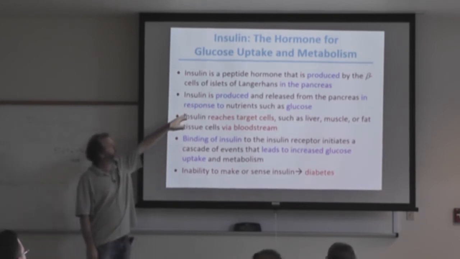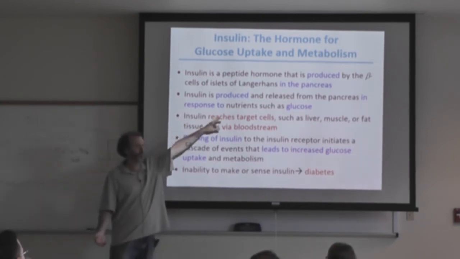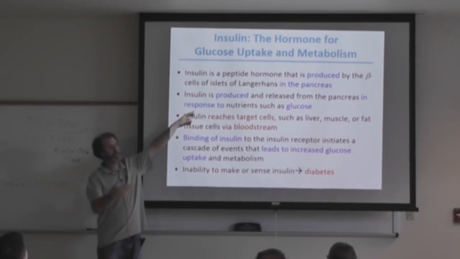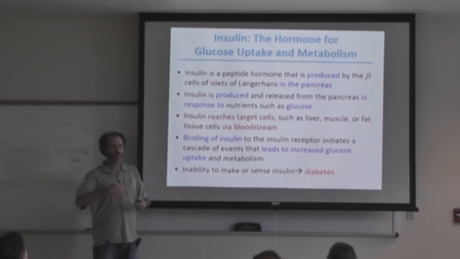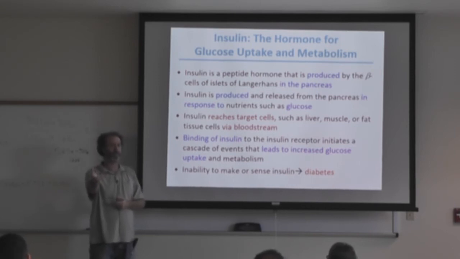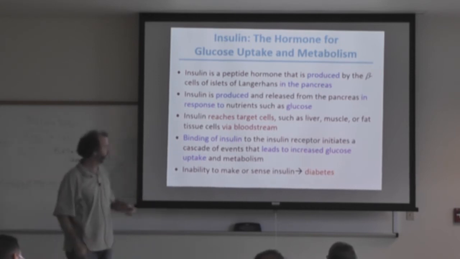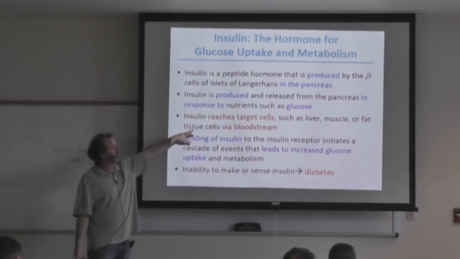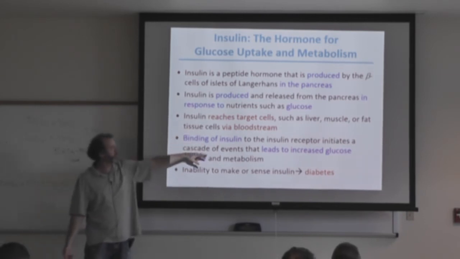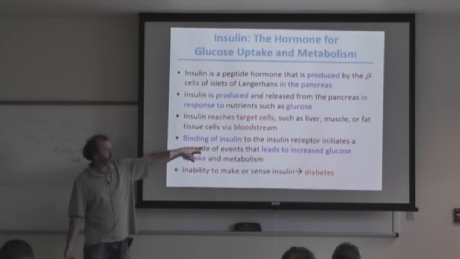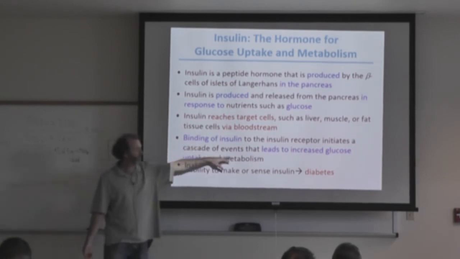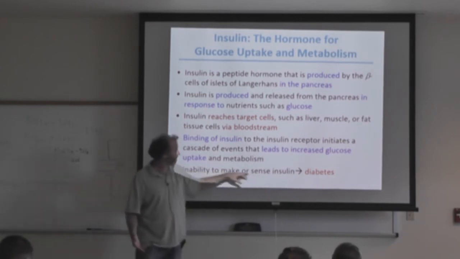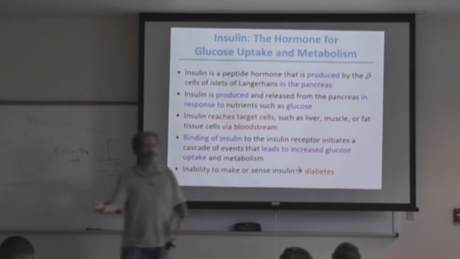It's produced and released from the pancreas in response to nutrients such as glucose, and that's what helps you keep your blood glucose low. As blood glucose gets high, you release insulin, and that triggers your cells to put glucose transporters at the membrane that transport glucose into muscle cells and liver cells and such. So insulin reaches target cells such as the liver, muscle, or fat via the bloodstream. Binding of insulin to the insulin receptor initiates a cascade of events that leads to increased glucose uptake and metabolism, and the inability to make or sense insulin is basically diabetes.